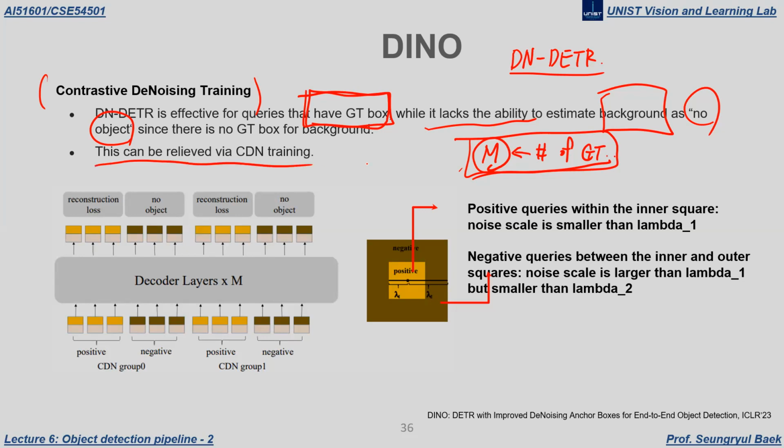But this can be relieved via CDN training. So they propose contrastive learning for this denoising. So they have multiple groups, right? First is the positive, the other is negative.